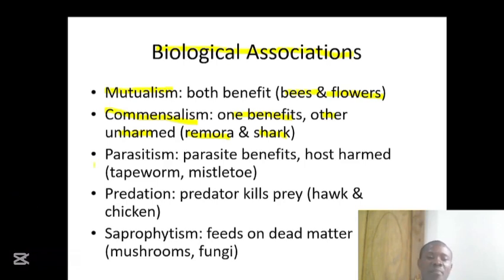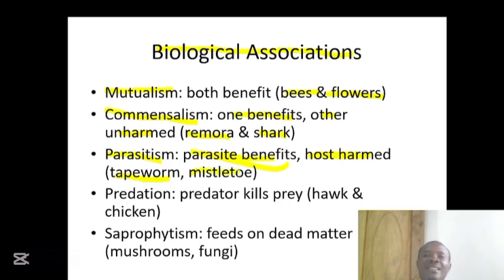Number three is parasitism. In parasitism, the parasite benefits and the host is being harmed. So in this process, it is only the parasite that is benefiting. The host is being harmed in the process. Tapeworms live in humans and they are benefiting in two things. One, shelter. Two, food.